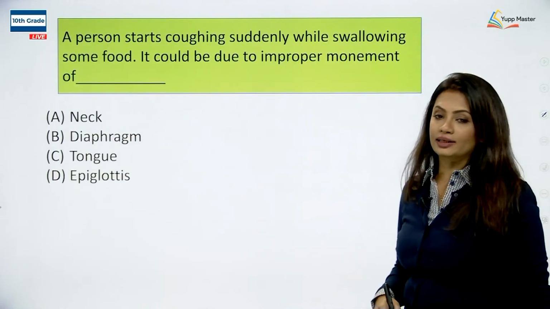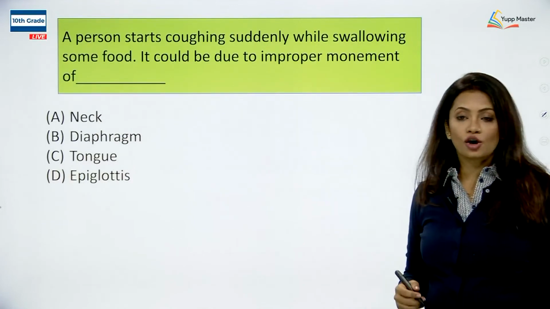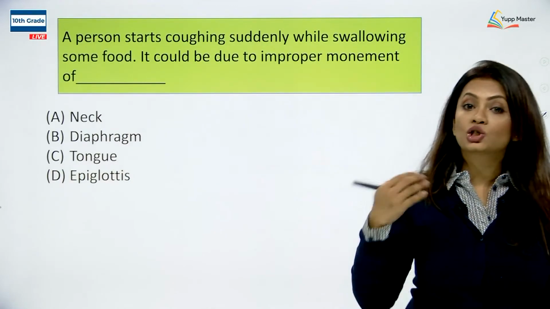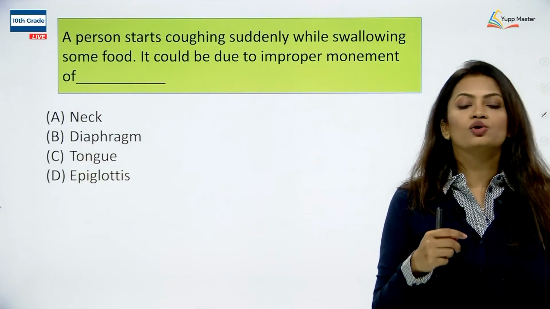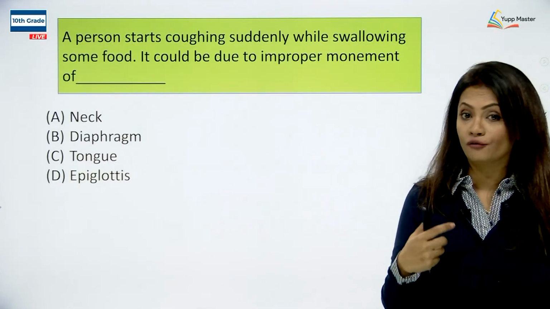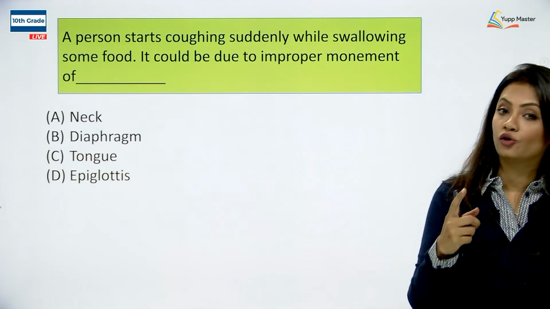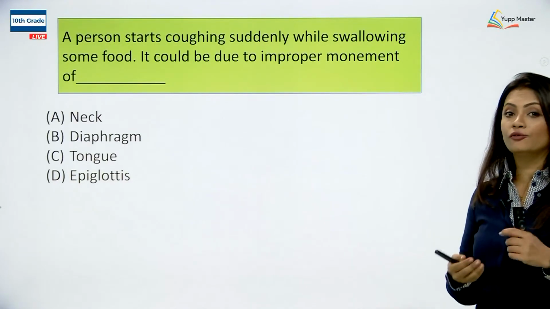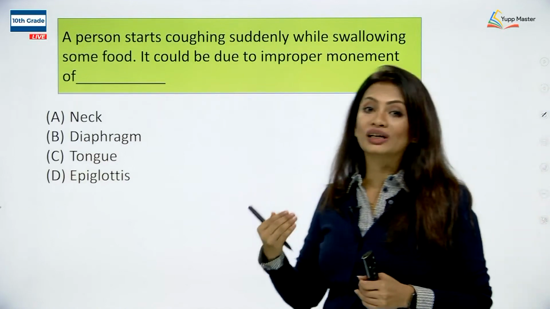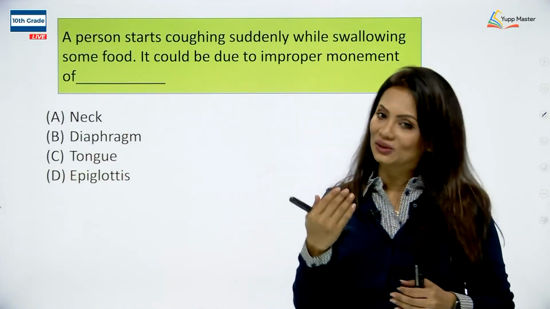Alright. Next, a person starts coughing suddenly while swallowing some food. It could be due to, now why is the coughing happening while swallowing food? It could be due to improper movement of what? Now remember to keep the food going only into the food pipe and not into the trachea, the windpipe.